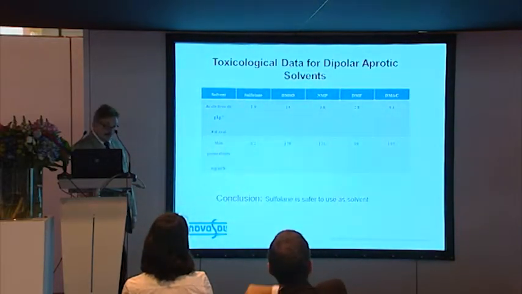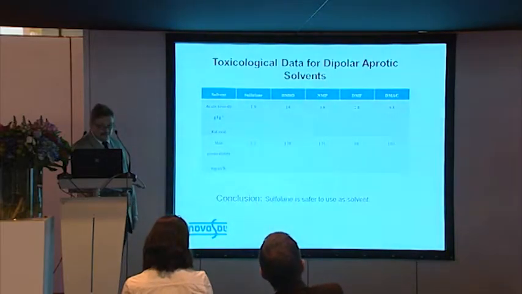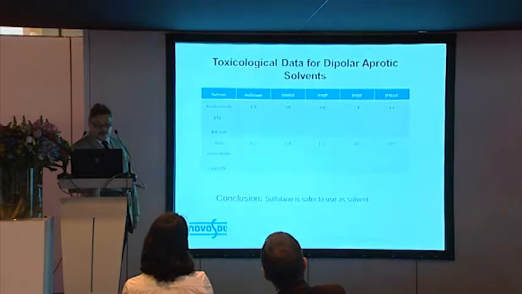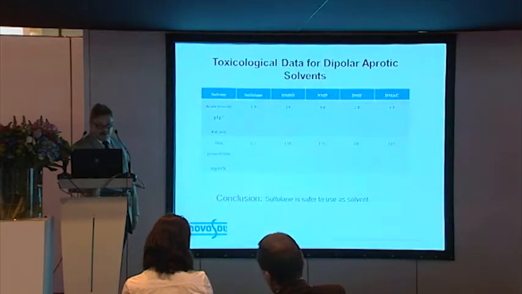But there's a difference between all of these solvents, and that is that sulfolane has a very low skin permeability in comparison to the other ones. It's only 0.2 milligrams per square meter per hour. So the conclusion for me is that sulfolane is safer than the others to use as a reaction solvent.